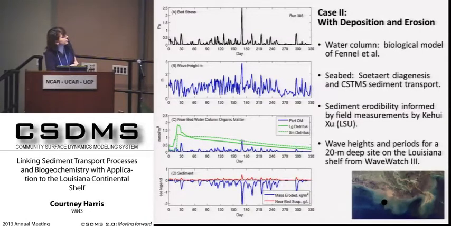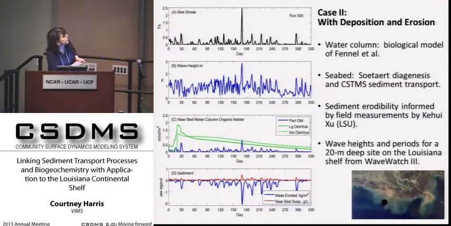The bottom panel shows the model estimates for erosion in blue and suspended sediment concentrations in red. So our peak wave event, which was about a 3-meter wave that occurred on day 170 of the model, eroded about 2 millimeters of sediment.